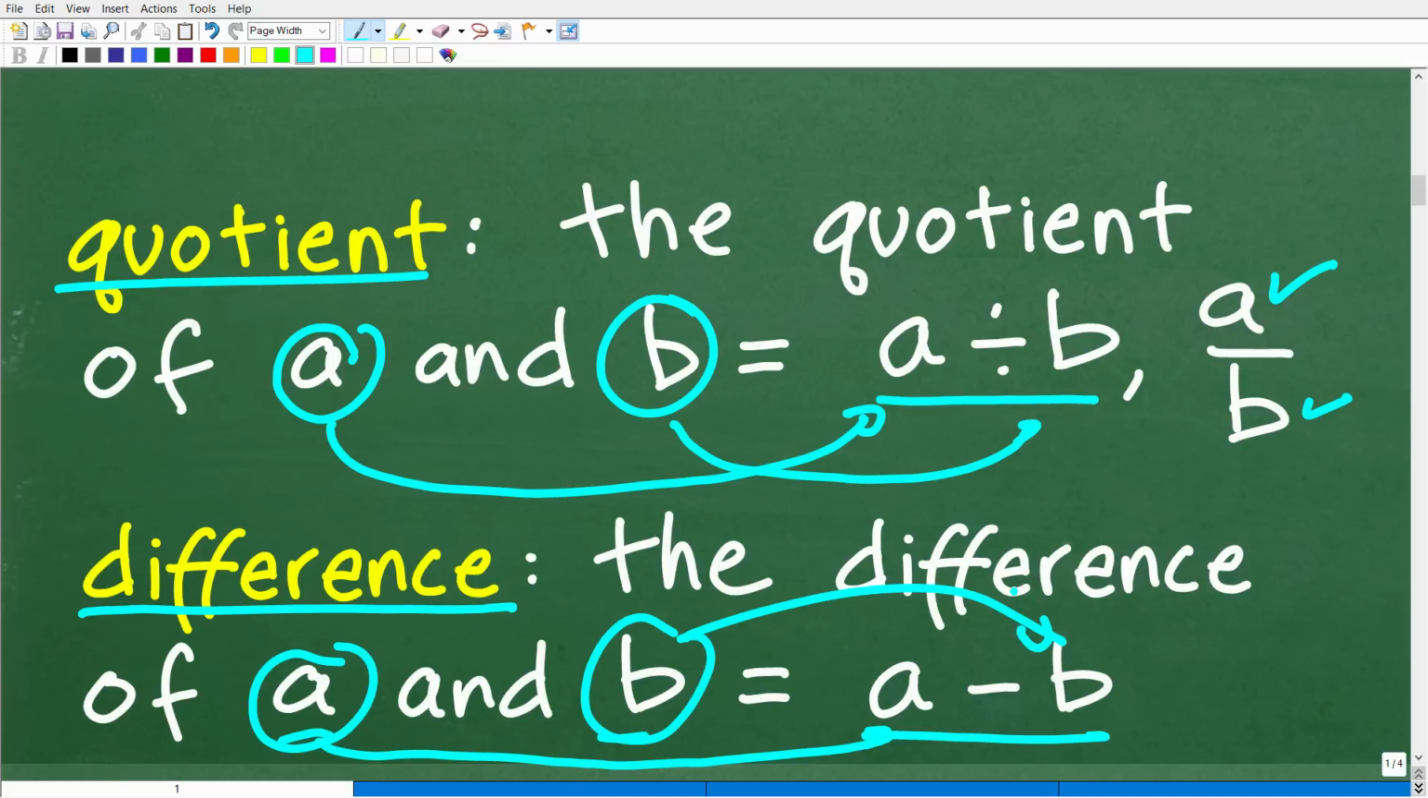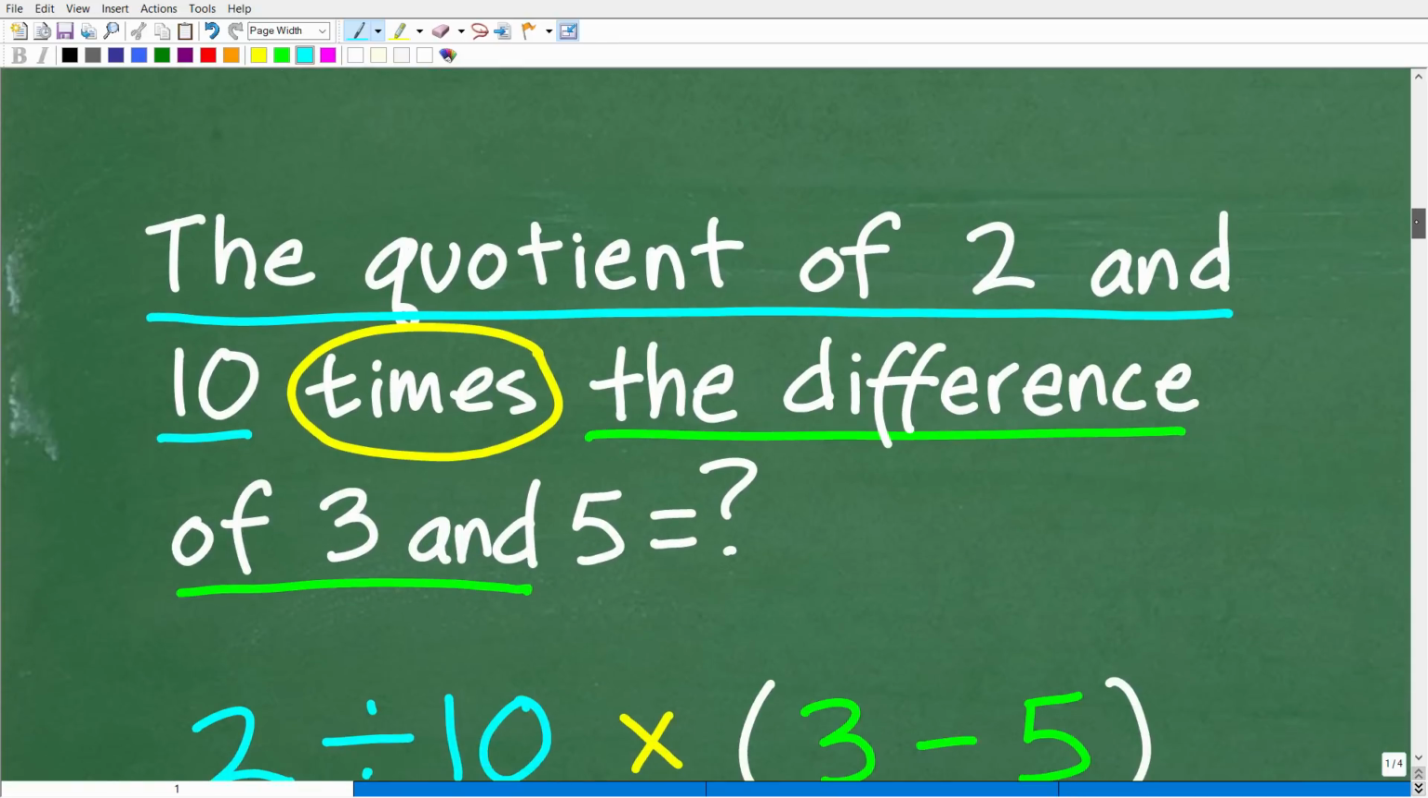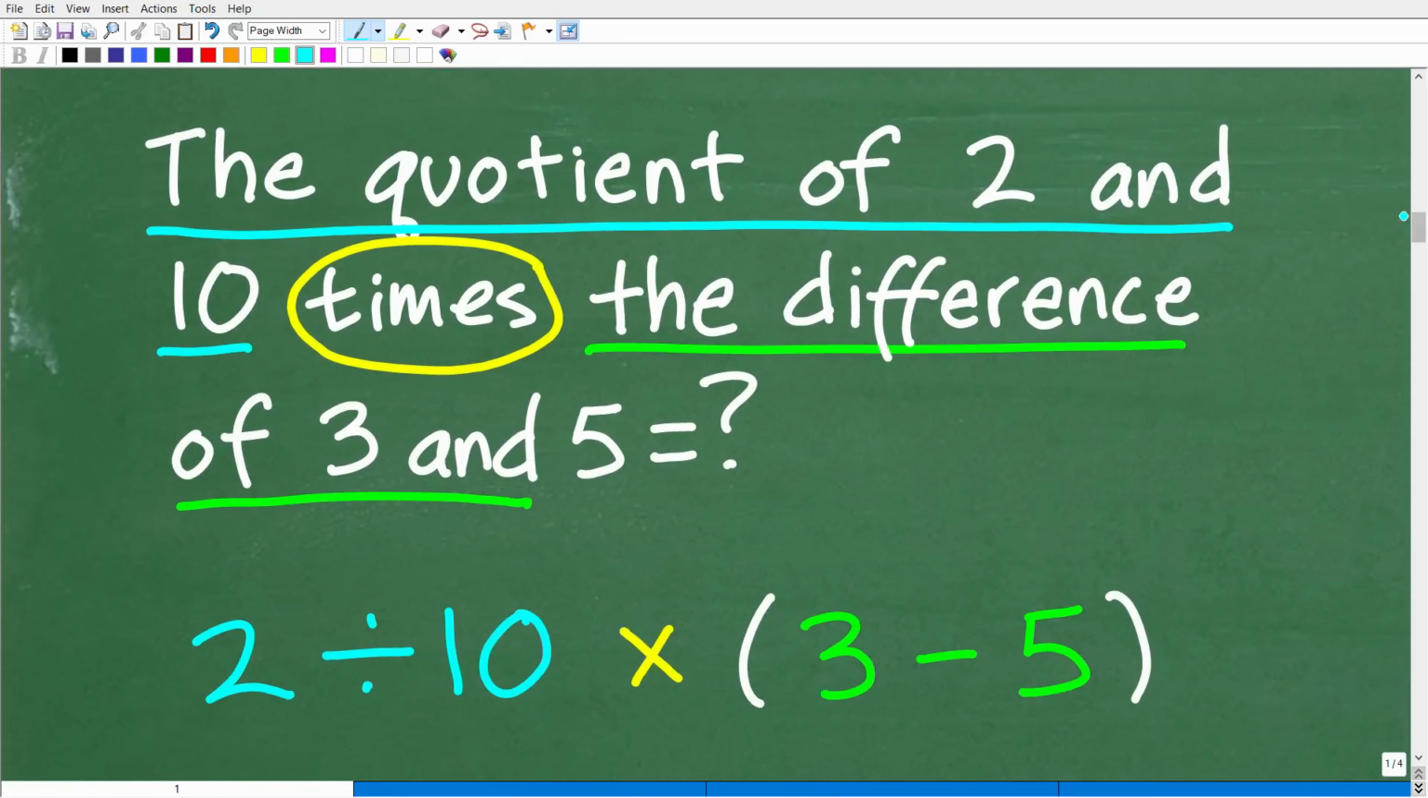Now, if you are saying to yourself, well, I'm not sure if I had the right order, that's probably the case. That's probably one of the main reasons why a lot of you didn't get this correct. But no big deal. I don't want to make this into a trick question. I think this is just a nice review of remembering what the quotient is and the difference. So let's now translate our word problem into a mathematical expression.